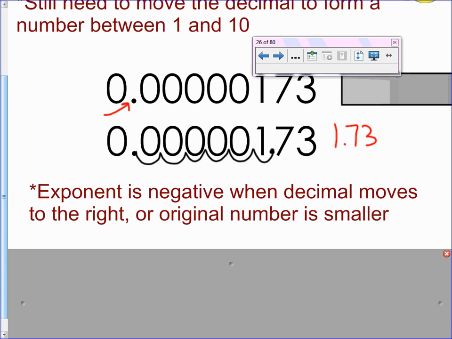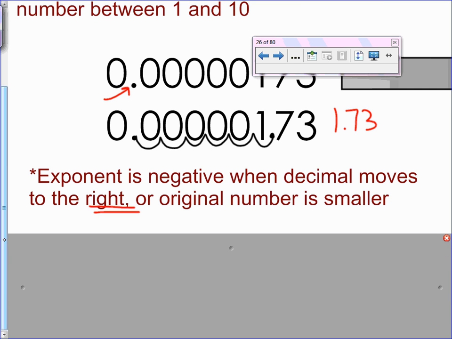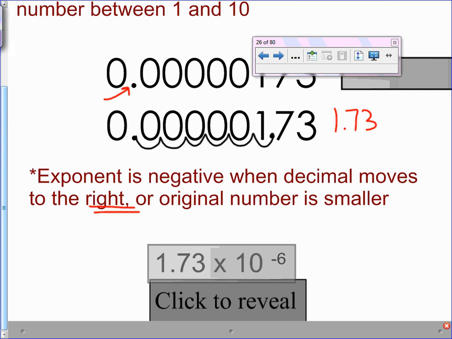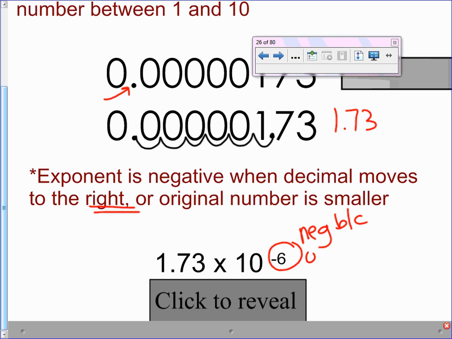Now this time, because we moved it a total of 6 places to the right, that means our original number is really small, obviously. So when we write it in scientific notation, that exponent is negative because the original number is really small. And that's how you do scientific notation for really big numbers and really small numbers.